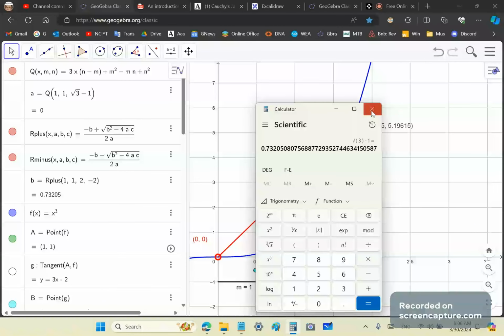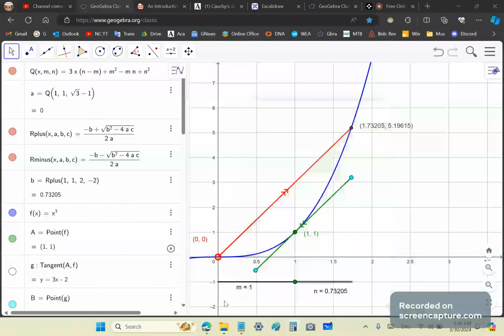Okay, so that's how you put these things into GeoGebra and you make your life simple, right? Very simple. So now, is m equals 1 and n equals square root 3 minus 1 the only pair? No, no, no, no, no, it's not.